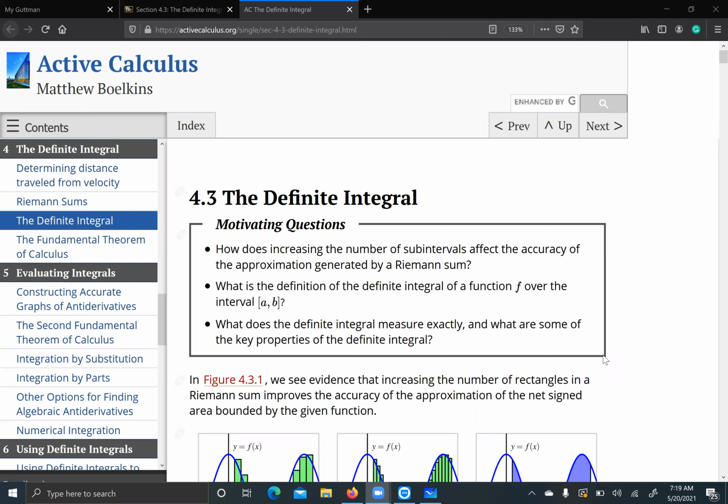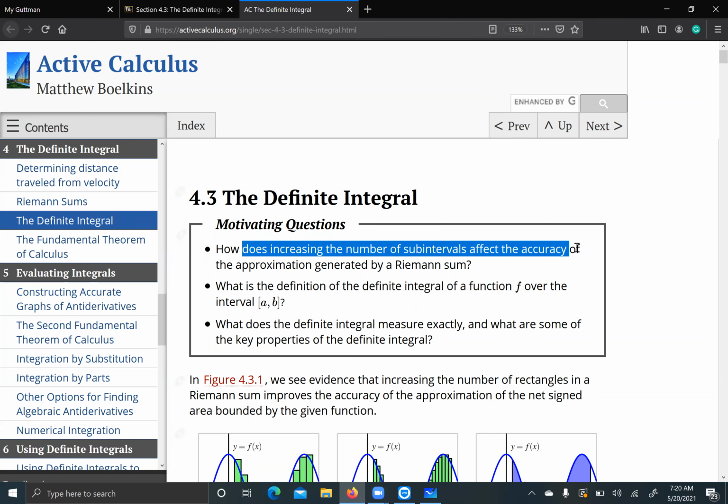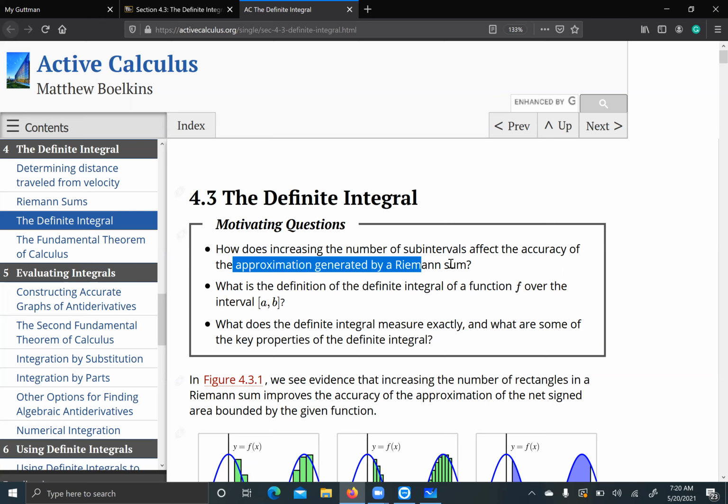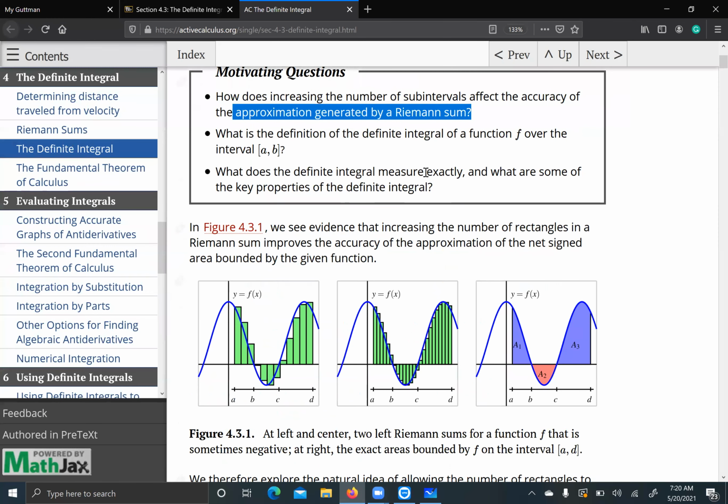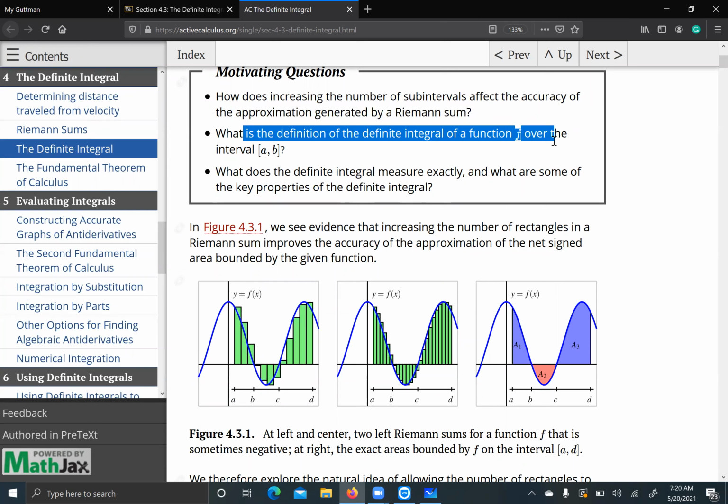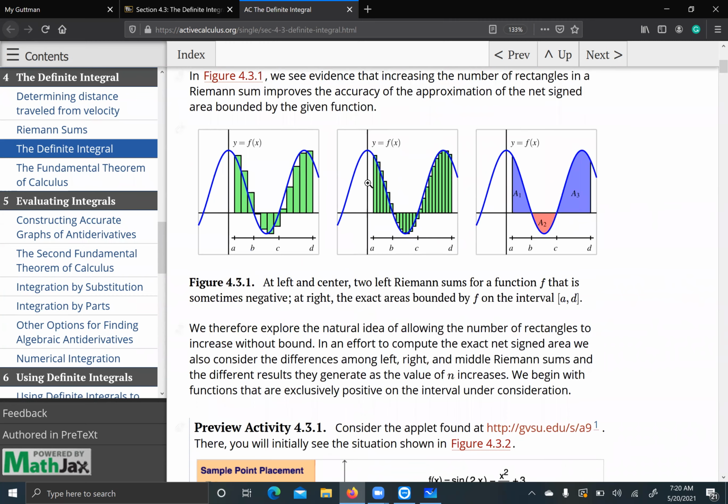In this video we are going to study section 4.3, the definite integral. So we talked about Riemann sum, and we saw the effect of the number of rectangles, the number of subdivisions on the area under the curve. So here we want to precisely study the effect that increasing the number of subintervals has on our approximation generated by Riemann sum. And also after that we want to define the integral of a function over a closed interval, and then what does this exactly mean, and how can we compute it?